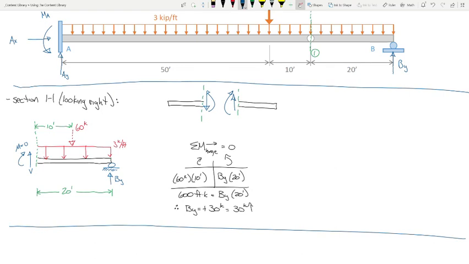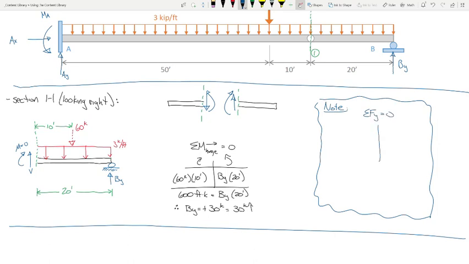So I wanted to sort of break that off of my notes and say this is a separate structural analysis of just that section cut. Now I could solve for the internal shear. You know what? Why don't we just do that just for the heck of it? We are not going to need this internal shear at all for the analysis, but let's just do it for the heck of it. All right, so V is going up, BY is going up, which is 30 kips, 60 kips is going down.